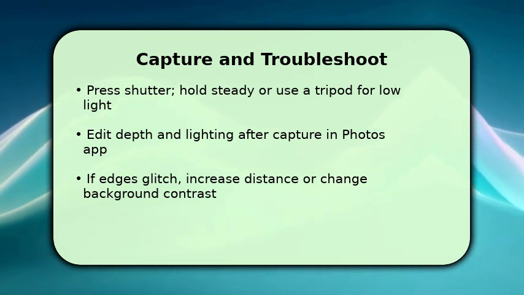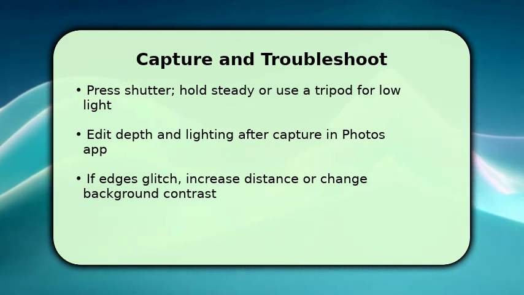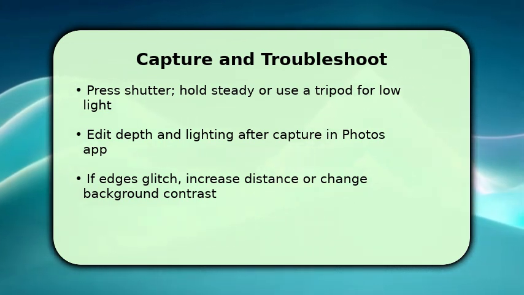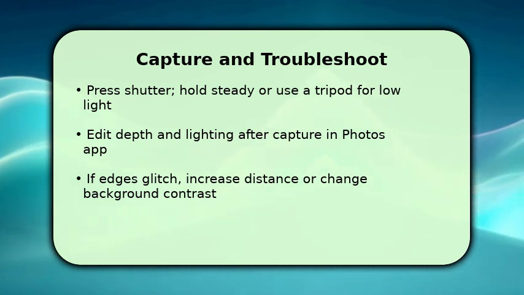If the subject edge looks wrong, increase the distance slightly, switch to a higher contrast background, or avoid backlit scenes. These fixes help the iPhone's depth map. If problems persist, restart the camera app and retry the shot.